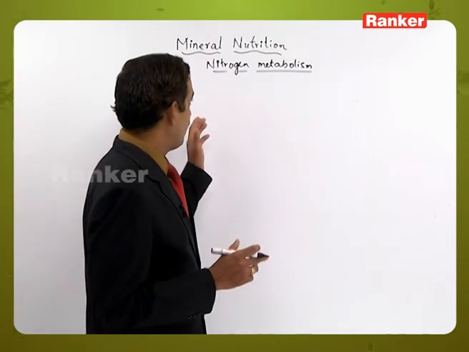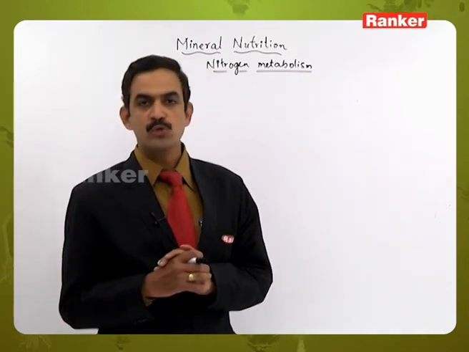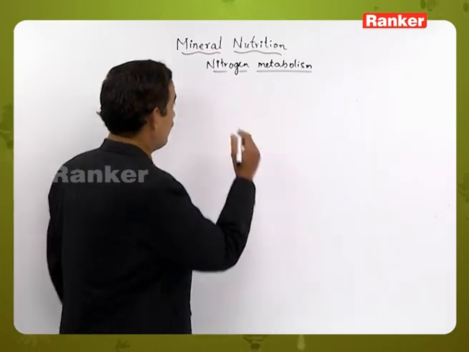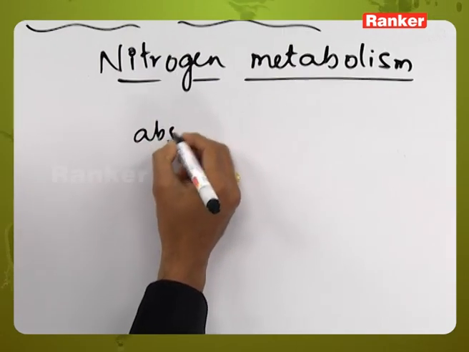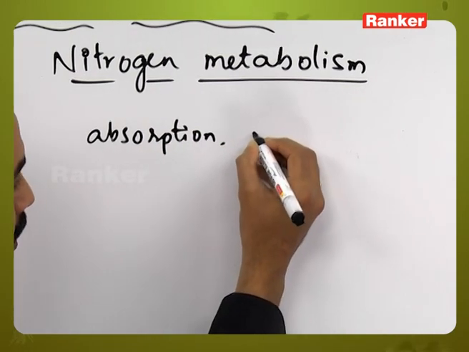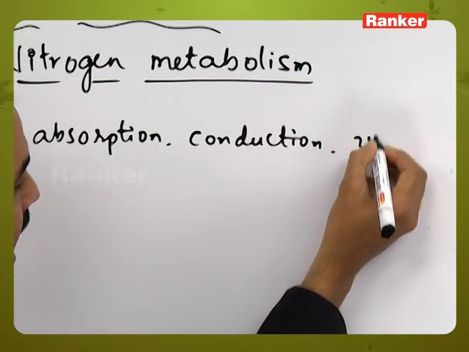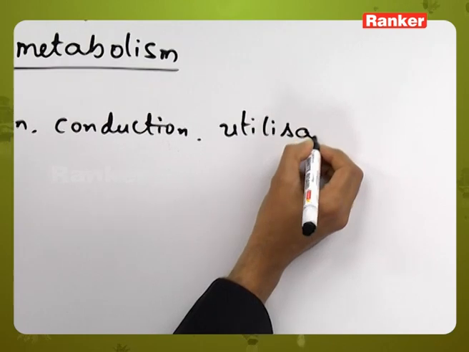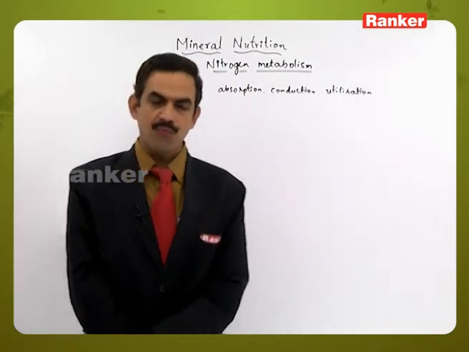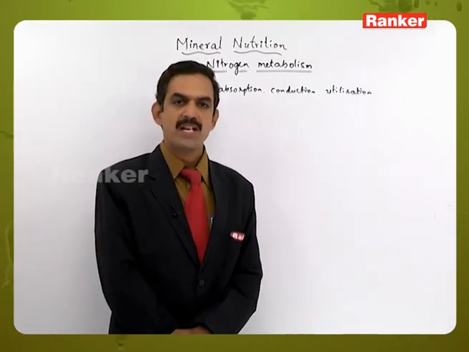And this nitrogen is absorbed by the plant from the soil in the form of inorganic ions. Here the process of absorption, conduction and utilization of inorganic nitrogen to form various types of organic compounds is called nitrogen metabolism.